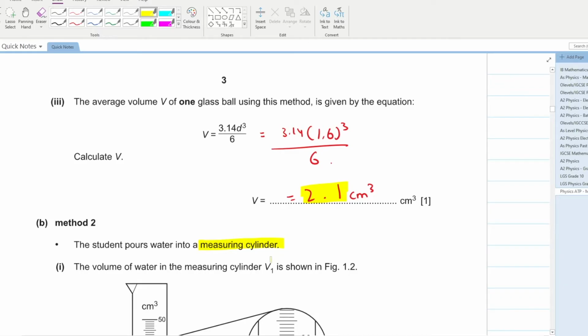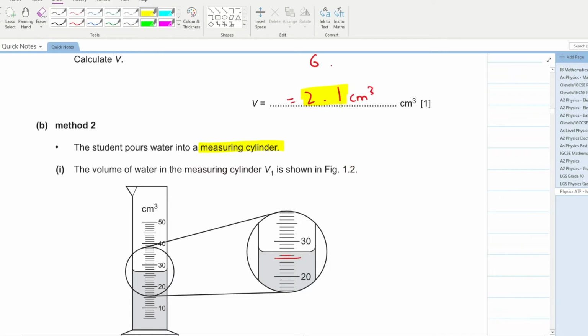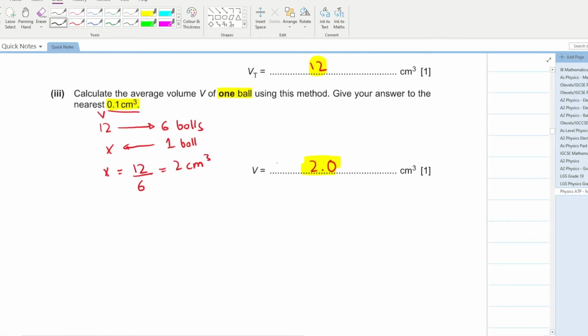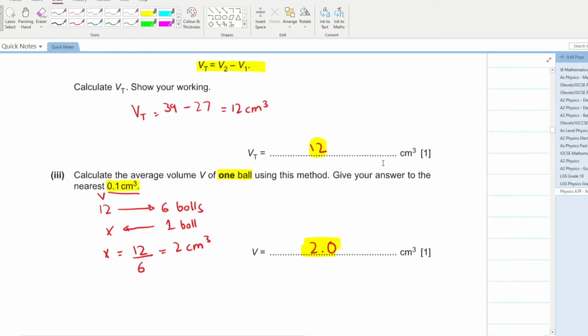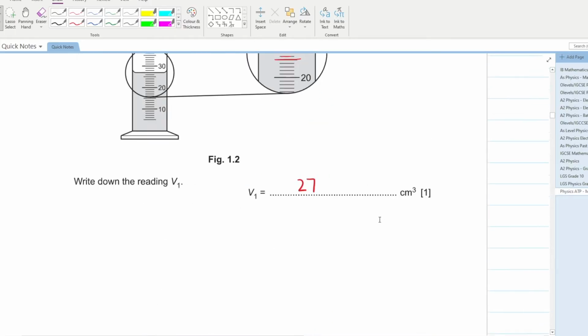Method 1 seems to be more accurate. Why? Because in method 1, you can measure up till 0.1 cm cube. Do you understand this? In method 2, you didn't have the option of knowing the number after the decimal place. That is 0.1 cm cube. You can't measure it till 0.1 cm cube in method 2. However, in method 1, you can measure it till an accuracy of 0.1 cm cube.